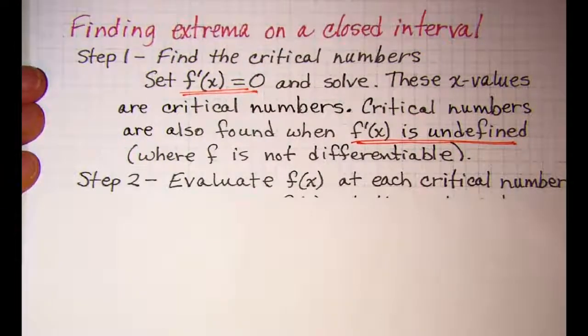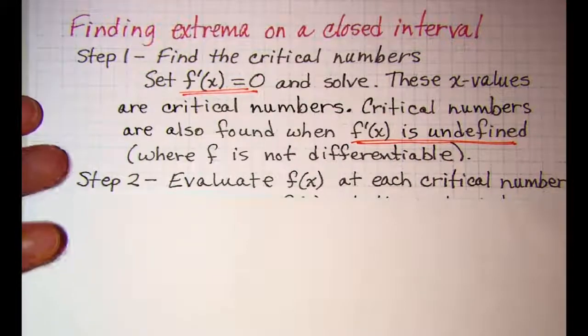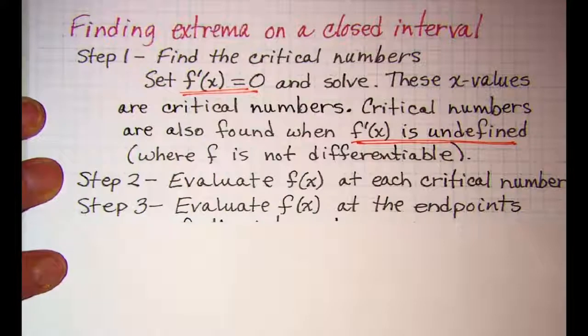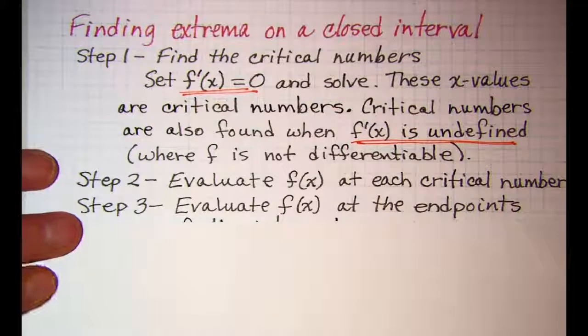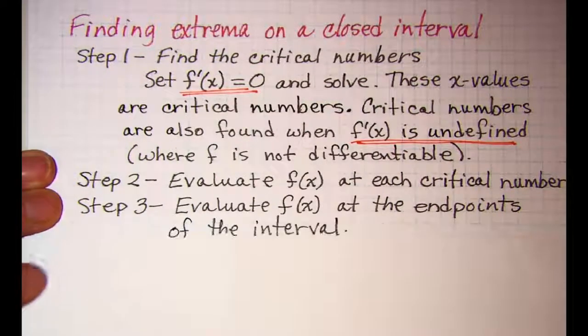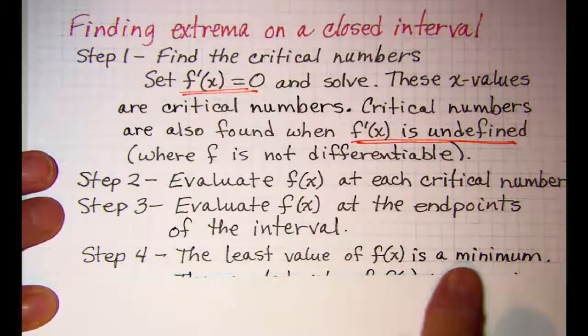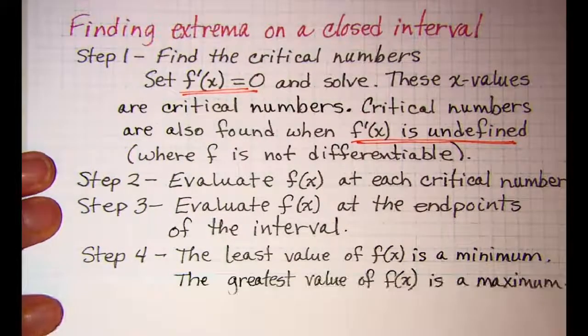Step 2 is to evaluate our function at those critical numbers. Also evaluate our function at the endpoints of the interval. And then the least value will be the minimum and the greatest value will be the maximum.